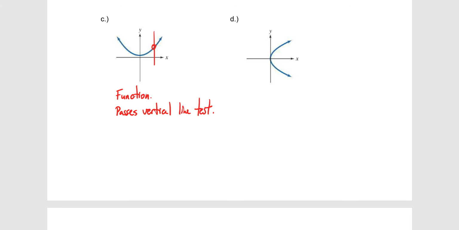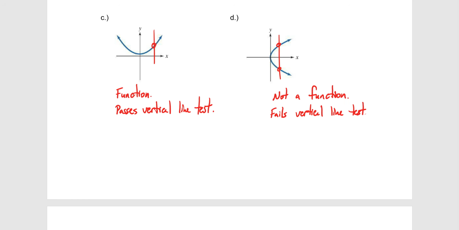Okay, and then the last one, D. If we put a vertical line over here, we can see that it cuts through the curve more than once and fails the vertical line test. This is not a function. So this is a relatively simple test to determine whether or not a graph is a function.